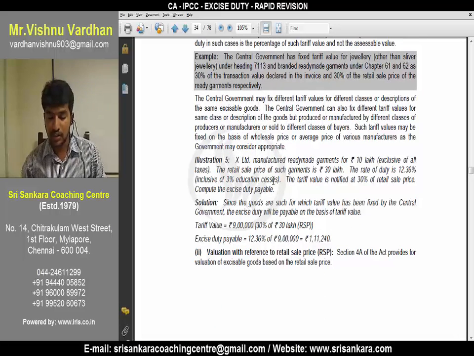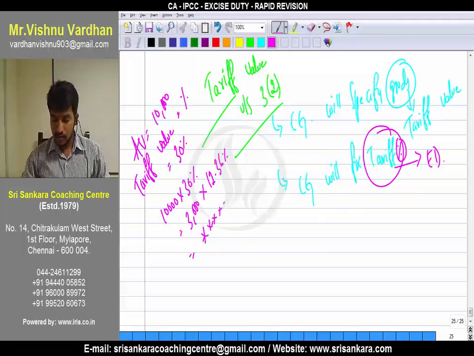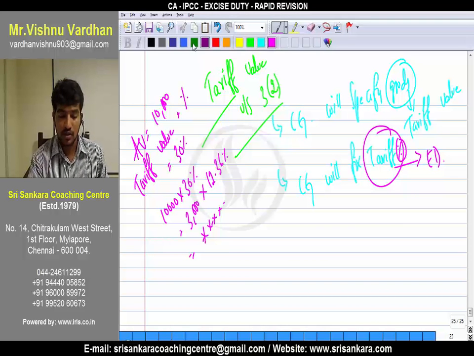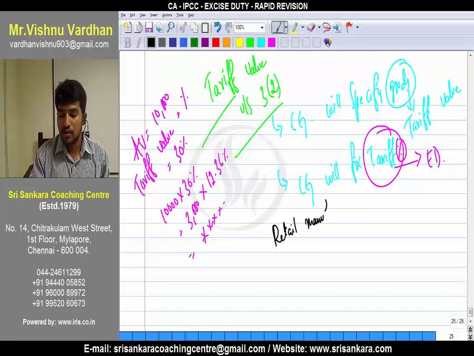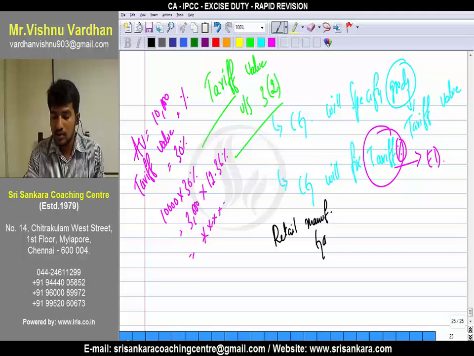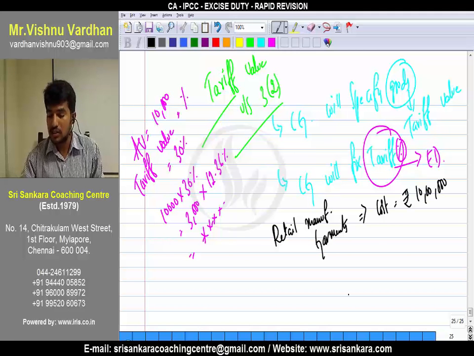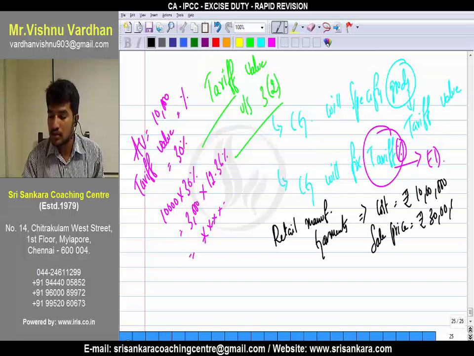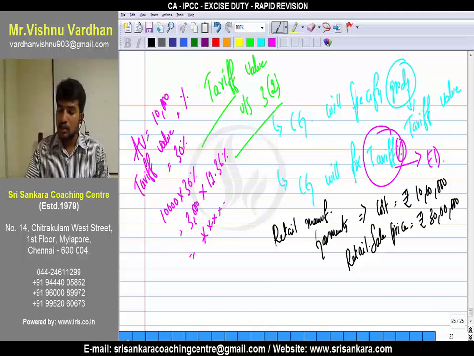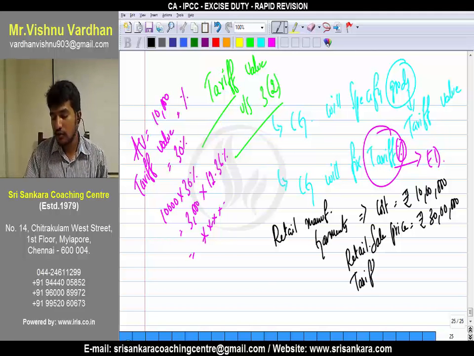So X Limited is manufacturing ready-made garments. See, the problem is that a retail manufacturer is manufacturing garments. Cost to him is rupees 10 lakhs. Sale price is rupees 30 lakhs. Retail sale price on that is rupees 30 lakhs. Now let us assume the government has declared the tariff value on such garments as 30%.